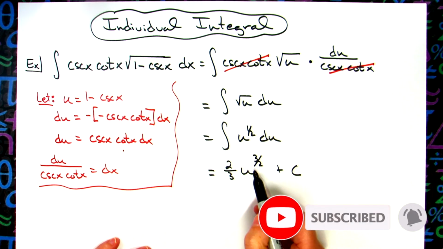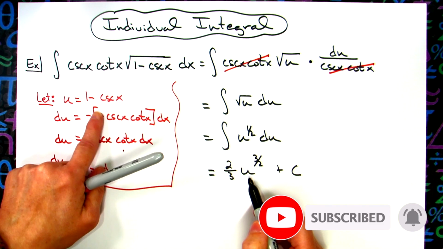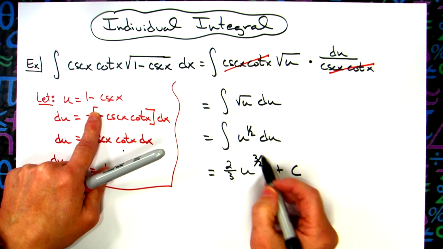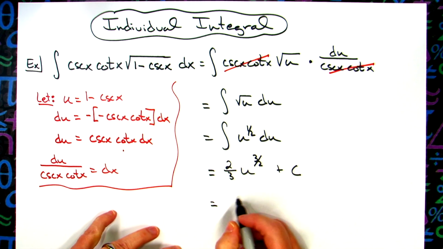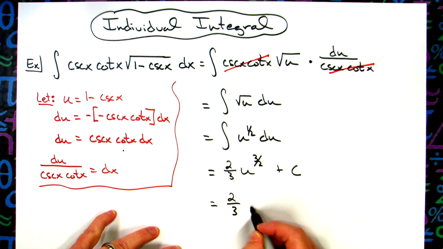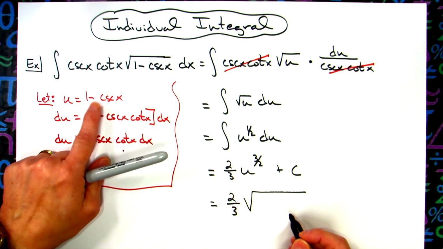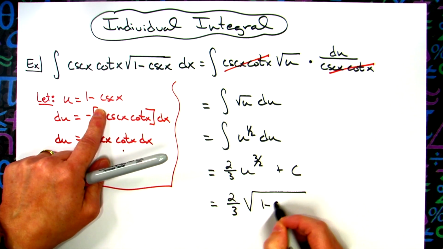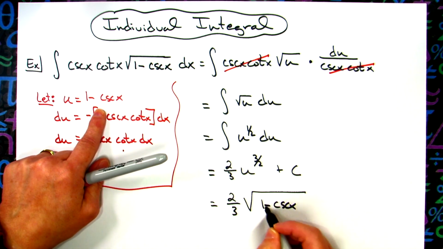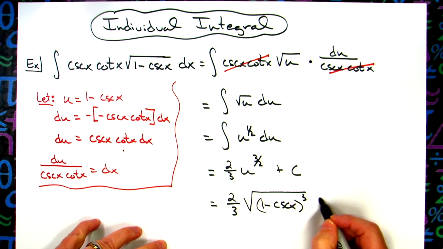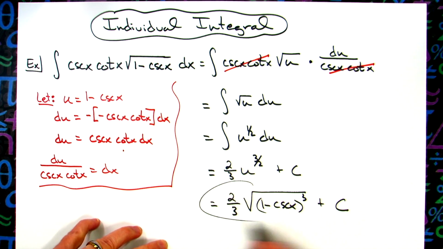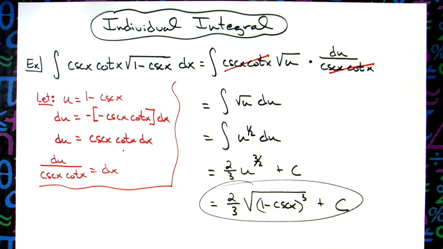All right, now last step, replace our u with what it equals. And I think at the same time, taking that exponent, putting it back into radical form. So then we'll have a 2/3. We'll do a square root, replacing u, 1 minus cosecant x, and then that'll be to the 3/2 power there with our plus c. So basically a straightforward u-substitution trig integral typically found in that Calc 1 class.